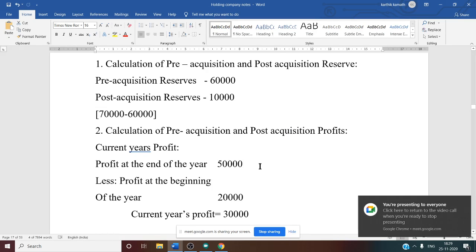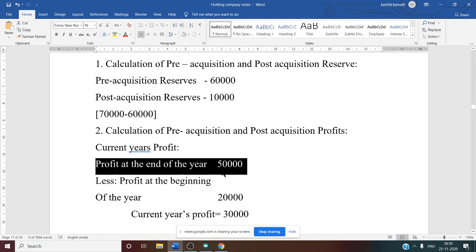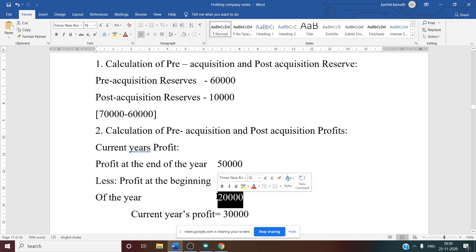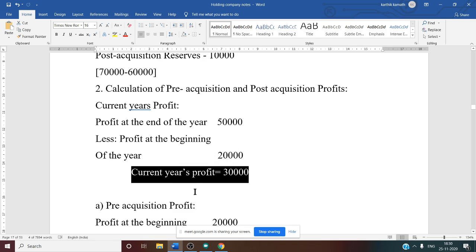See this, profit at the end of the year is 50,000, that is given in the balance sheet, and this profit belongs to the subsidiary company. Less profit at the beginning of the year is given in the adjustment, so you have to write here 20,000. Now you can get the current year profit. What is the current year profit? 30,000. 50,000 minus 20,000 is 30,000. After knowing current year profit, you can easily find out pre-acquisition profit and post-acquisition profit.